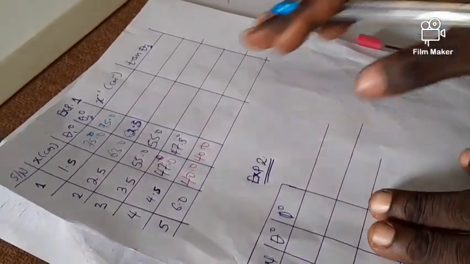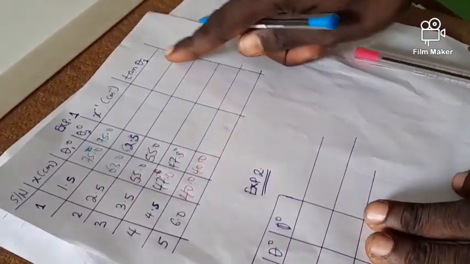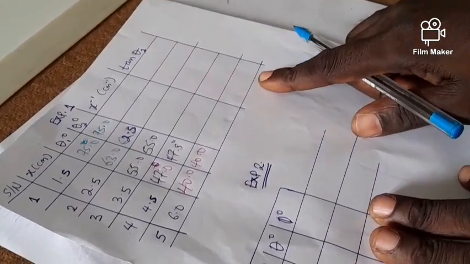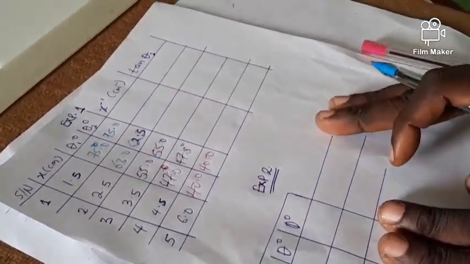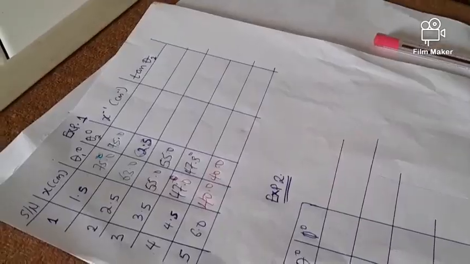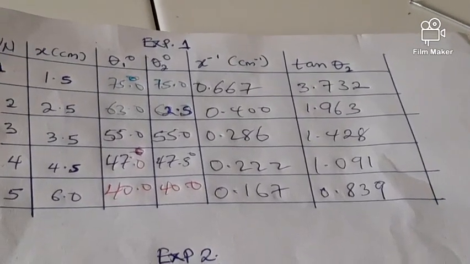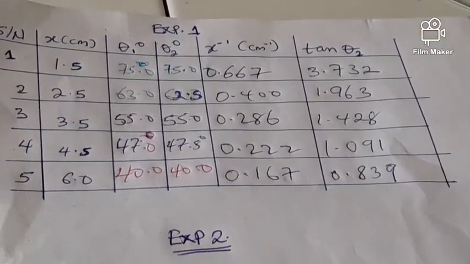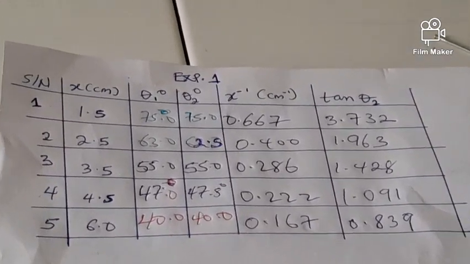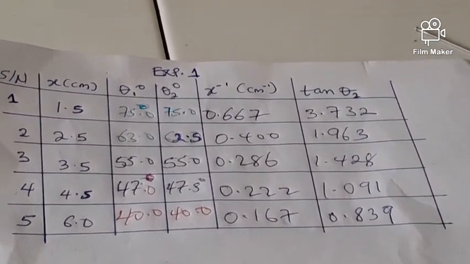Now we can evaluate this and tan theta 2. We can evaluate any of these. So let me just evaluate that. So these are the edited values. The next we have to do is to plot the graph of tan theta against S inverse.